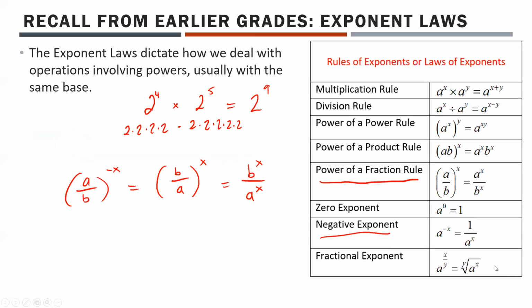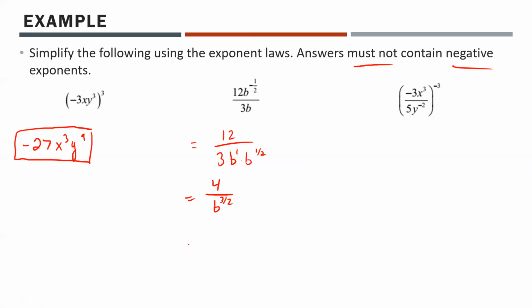When you have a fractional exponent, it becomes a root, where the numerator becomes the power on the stuff inside the root, and the denominator becomes the type of root you have, or the index of the root, right? So in other words, this can become 4 over the square root of b to the power of 3. And that would be your answer.